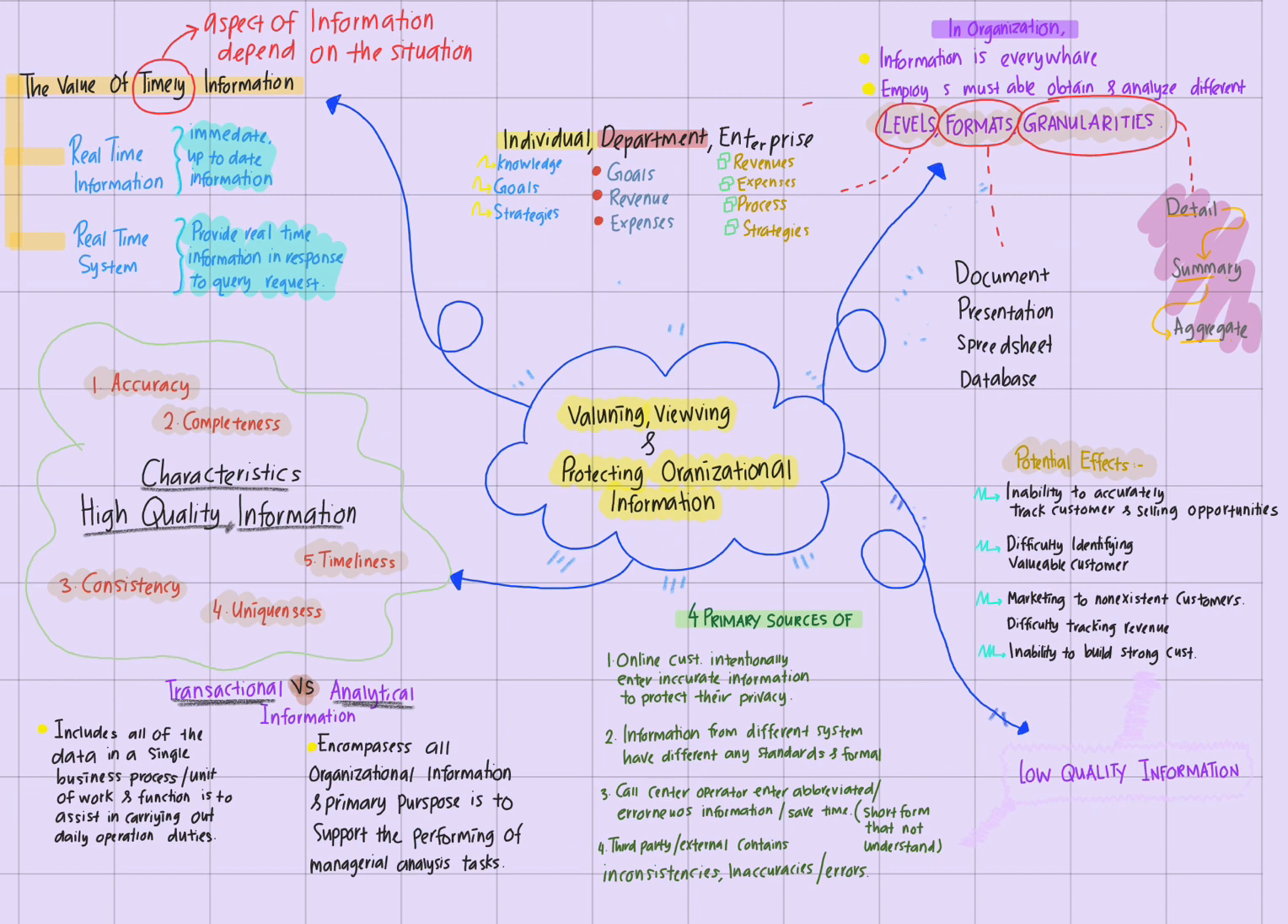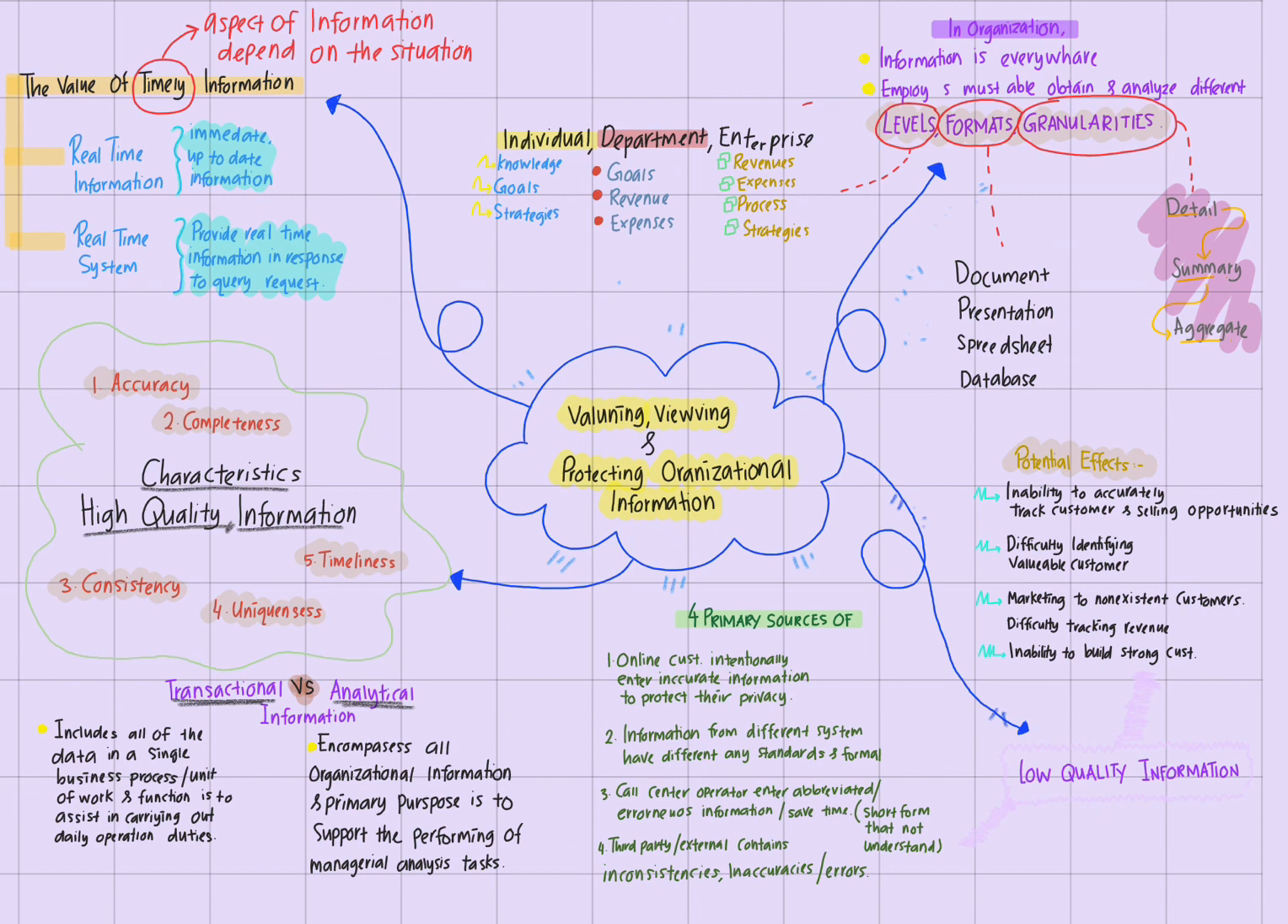And for granularities is the details, have a summary and aggregate. Granularities also means the level. So in granularities, we should have the report of each salesperson, product and parts. Also report for all sales personnel, all product and all parts. Same goes to the aggregate report across the department, organization and companies.